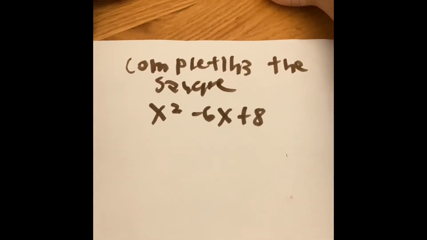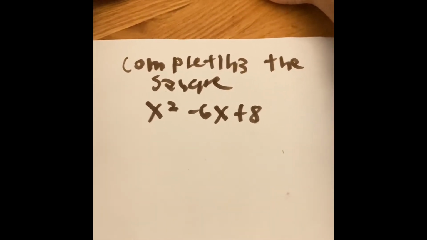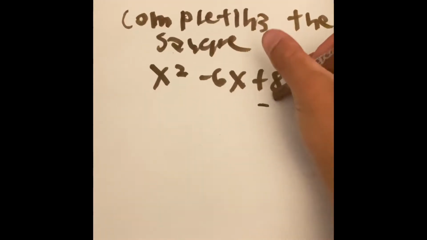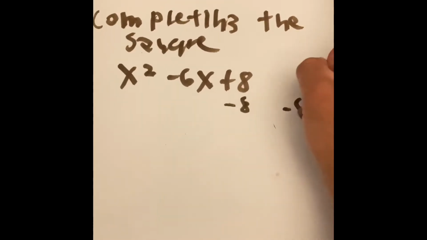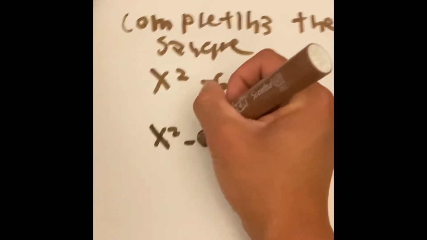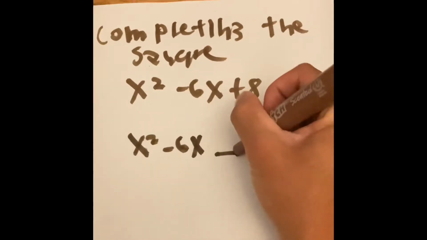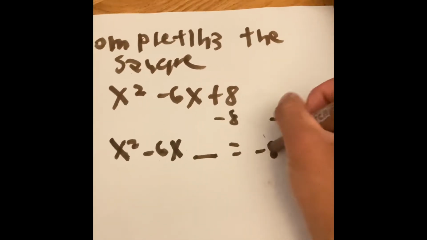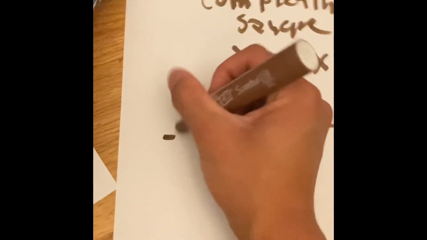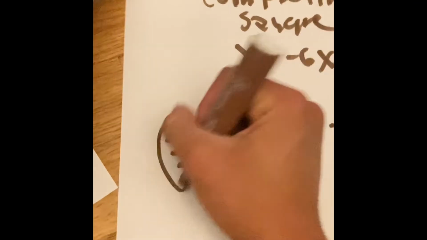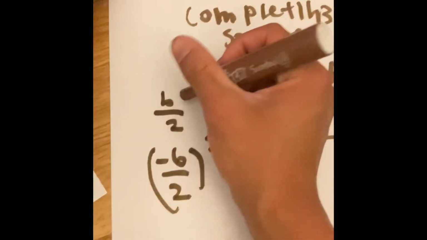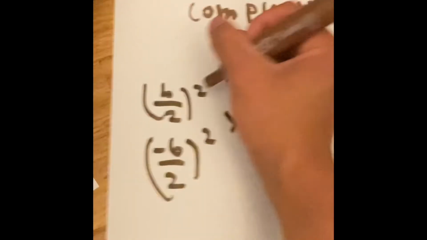So, when we complete the square, we're going to use a little bit different steps. What we're going to do is we're going to subtract 8 from this side and subtract 8 from the invisible 0. So now we have x squared minus 6x blank space equals negative 8 blank space. So we're going to use negative 6 divided by 2 squared, because b divided by 2 squared is going to be the formula.